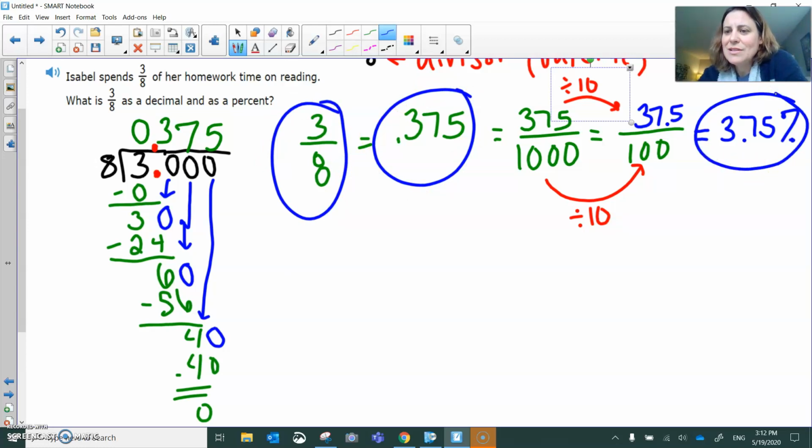And I also want you to notice the decimal moves, right? There's something about that, and we'll get back to that another time. So that was example 3.